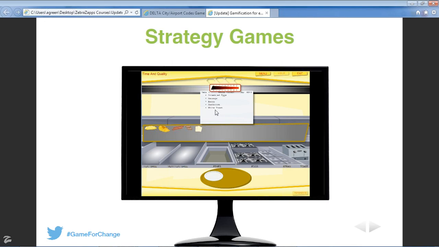You want to use these strategy games when knowledge is procedural or soft-skill-based in nature, and it aligns to the analyze section of Bloom's taxonomy. If you look on screen, over to the left-hand side, this is kind of small, but I want you to take note of the dashboards down on the bottom.